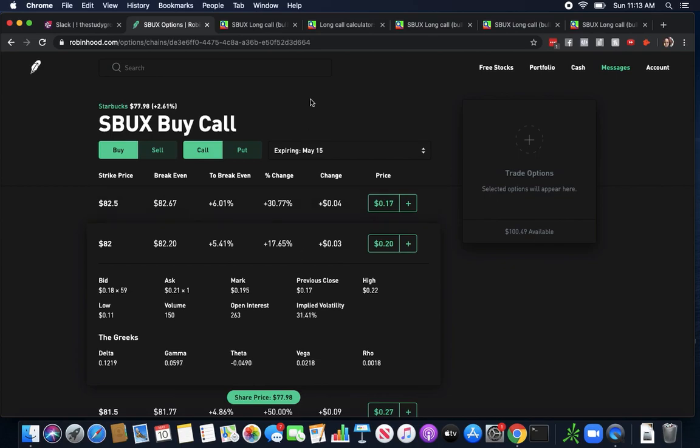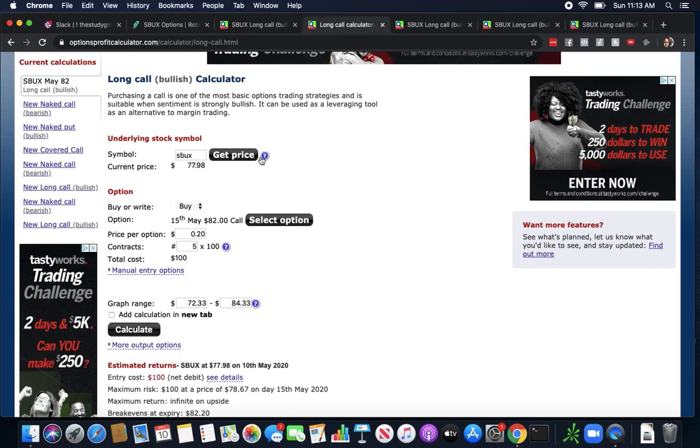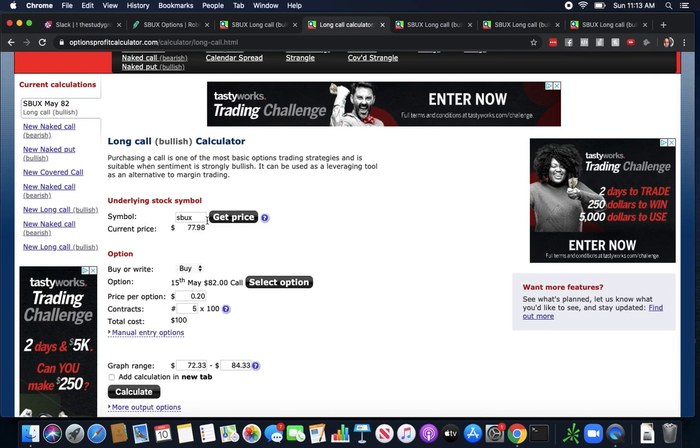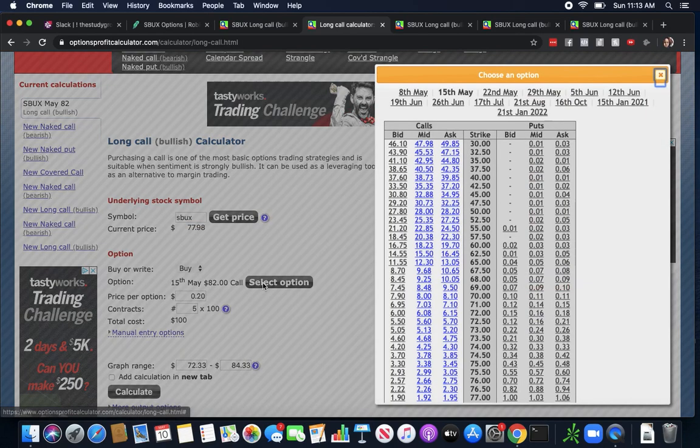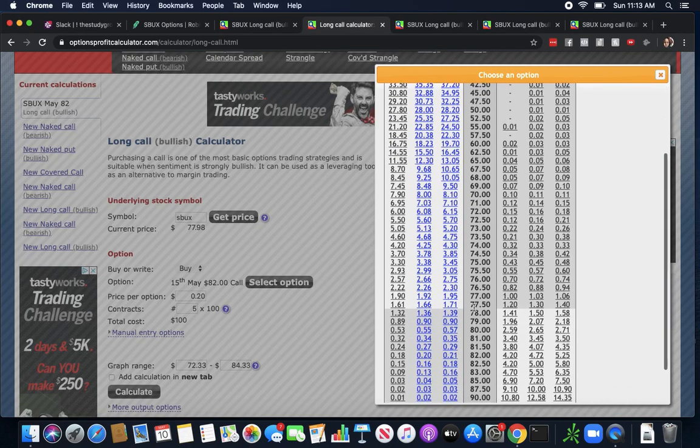So if I come into the options profit calculator, you put your ticker price in. You could hit get price. Sometimes the prices are different just because of the load time. So I'm going to change it to what it is showing in Robinhood so I can have an accurate reading. I picked that. You hit select option. You come over here and make sure you pick the correct expiration date. We said May 15th, and we said we were going to do the $82 call, right?